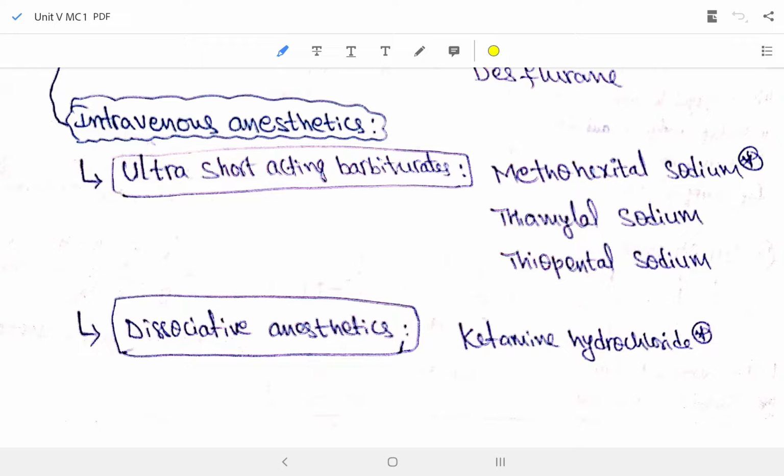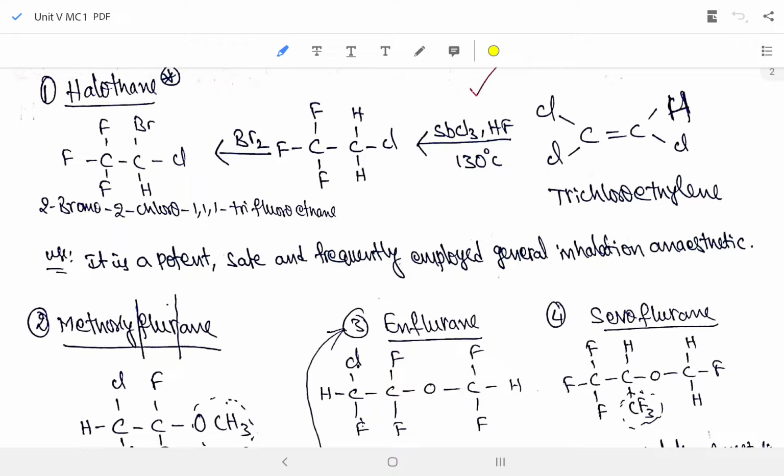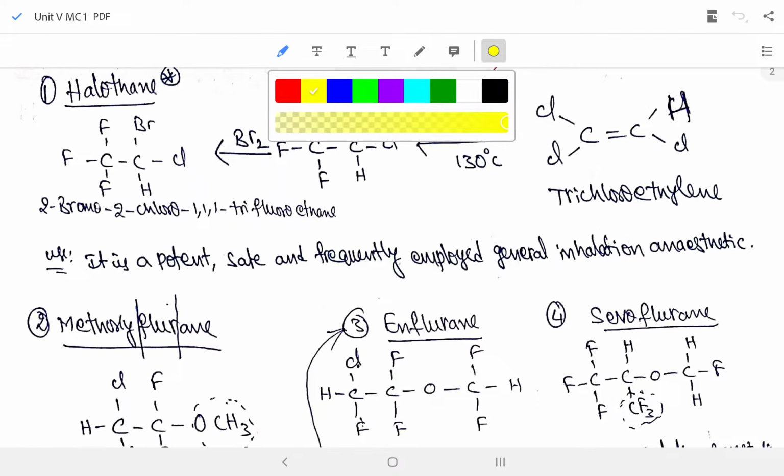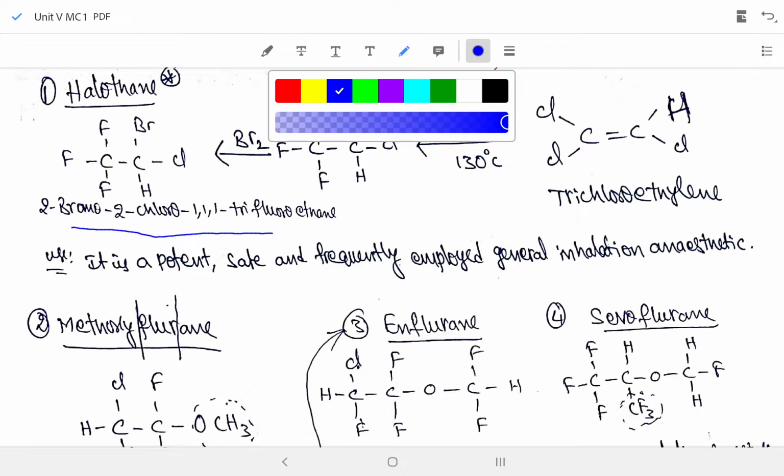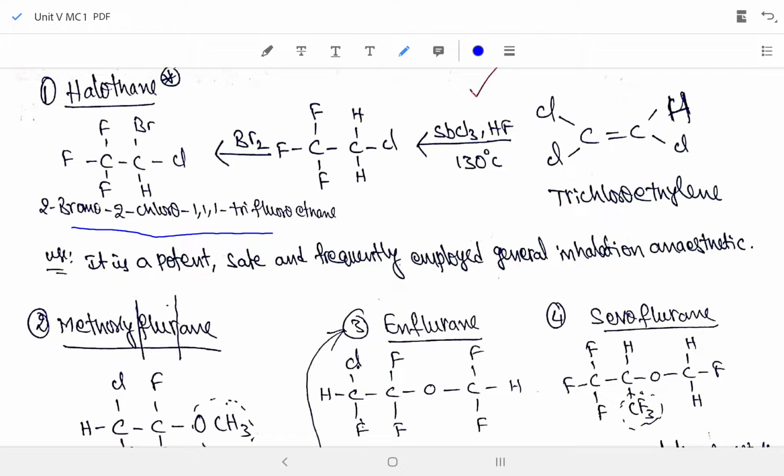Let us jump to their chemical structures. As part of it, we will first learn the synthesis of halothane. So the structure of halothane is this one. If you observe, it is ethane. Ethane is a two carbon containing hydrocarbon. Carbon's valency is 4. So CH3 is ethane. Here hydrogens are replaced with fluorine, this hydrogen with fluorine, this hydrogen with fluorine, and this hydrogen is kept as such, and this hydrogen with chlorine, this hydrogen with bromine.